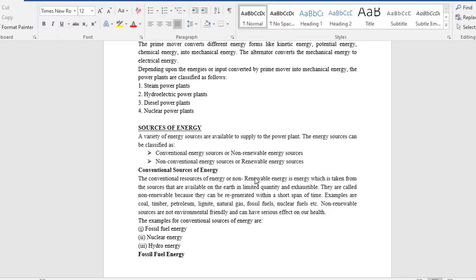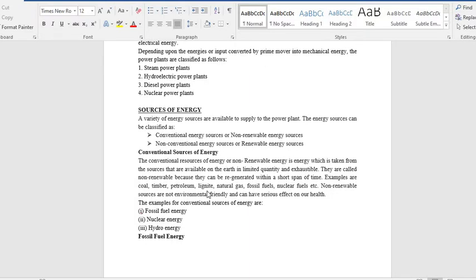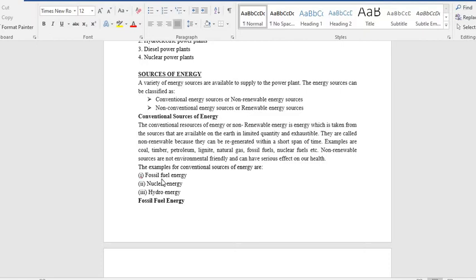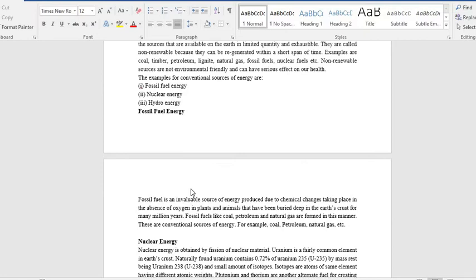These are sources of energy taken from resources that are available on the earth in limited quantity, and are exhaustible as time progresses. That is why they are non-renewable, because they cannot be regenerated within a short span of time. Examples are coal, timber, petroleum, natural gas, fossil fuels. Non-renewable sources are not environment friendly and can have serious effects on our health. Some of the conventional sources are fossil fuel energy, nuclear energy and hydro energy. We all know what fossil fuel is. Most fossil fuels like coal, petroleum and natural gas are found deep in the earth's crust.